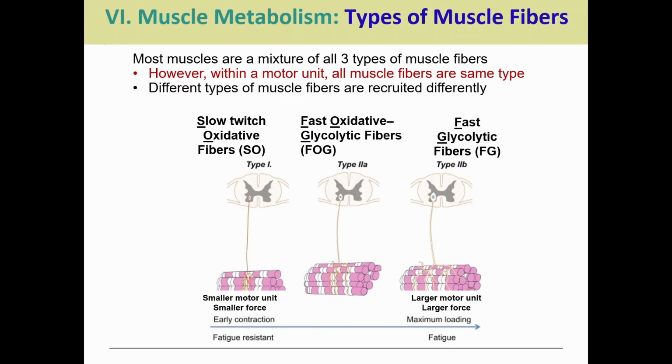That being said, a motor unit is generally going to be innervating all the same type of muscle fibers, right? Here we see the smaller motor unit with the smaller force. These can contract quickly and they don't really fatigue. That would be the slow twitch. Then as we move down the line from slow twitch, oxidative, to fast oxidative glycolytic, that's our medium, and then fast glycolytic, that's our fast twitch. We can do maximum load, but we fatigue very quickly.